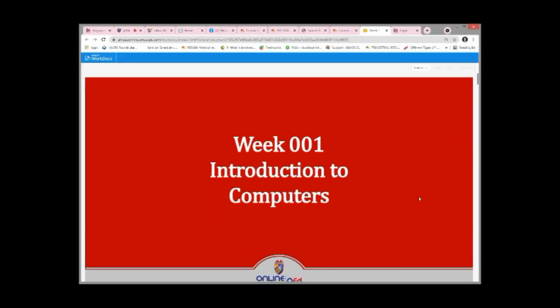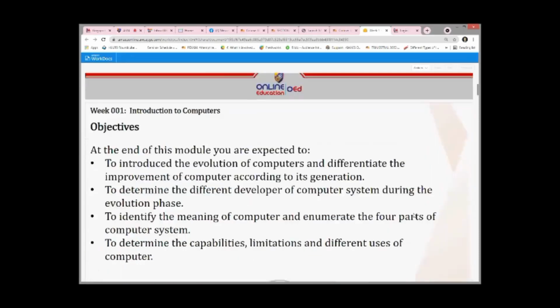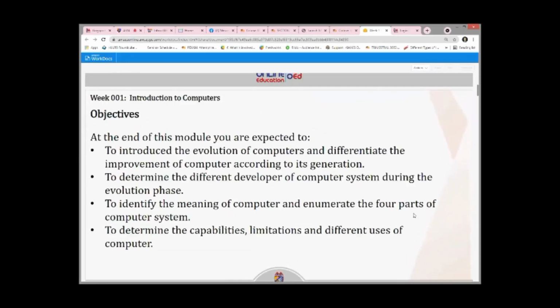The introduction to computers. Okay, so the objectives of this module or this week: at the end of this module, you are expected to, one, introduce the evolution of computers and differentiate the improvement of computer according to its job. And then second, determine the different developers of computer systems during the evolution phase.